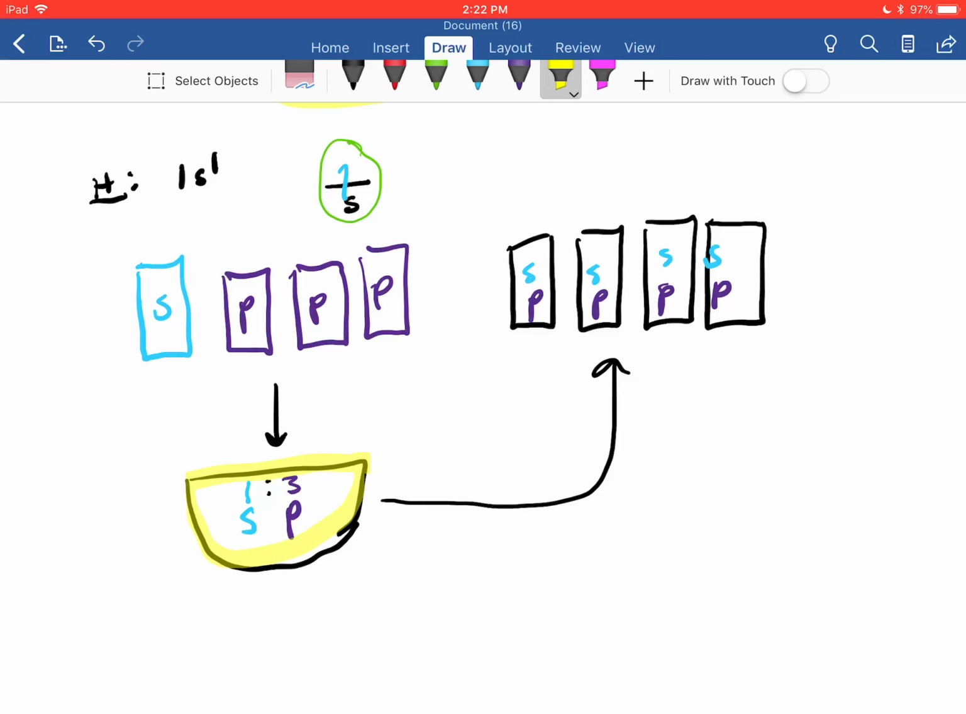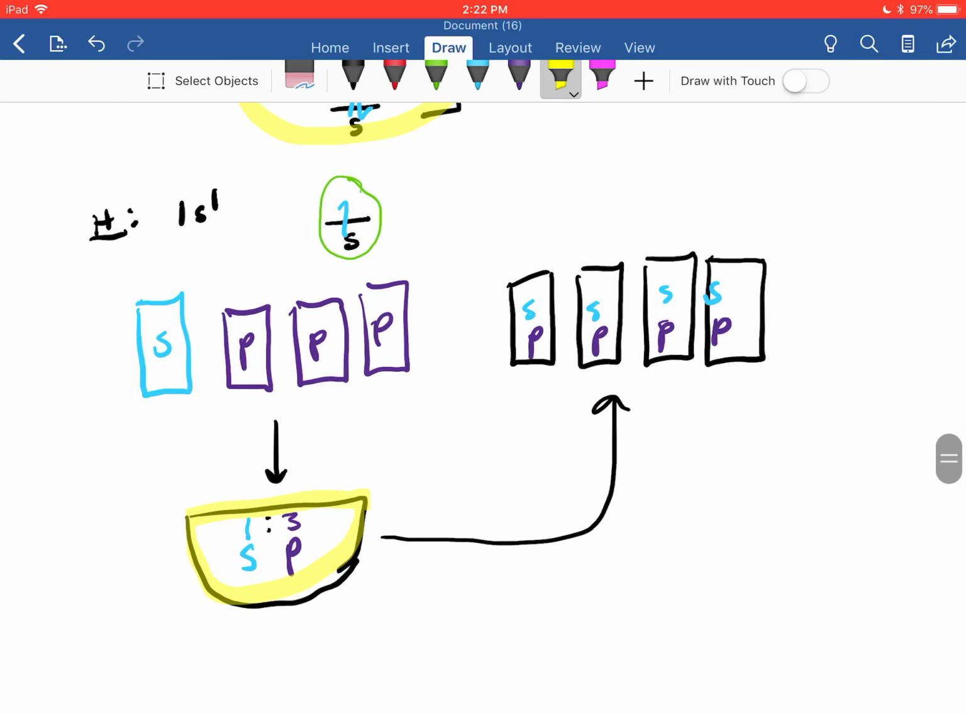We mix them all together, we have a 1-to-3 ratio, so now we have 4 equivalent salt and pepper shakers, which each have a 1-to-3 ratio of salt to pepper. So this is really equivalent to what the hybrid orbitals are doing. So let's go ahead and write that ratio though.